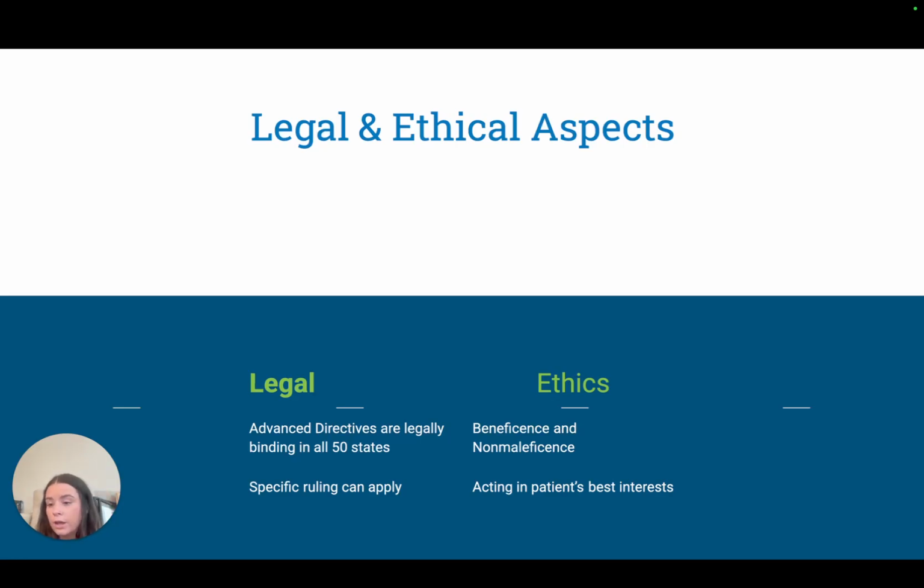Looking back on legal and ethical issues, it's always hard from a healthcare provider standpoint to want to do what's best for your patient, but if that's not what your patient truly wishes, you have to respect that in all forms. Looking at it from a legal standpoint, advance directives are legally binding in all 50 states. Specific rulings can apply. For example, this has become a very controversial topic throughout the years.